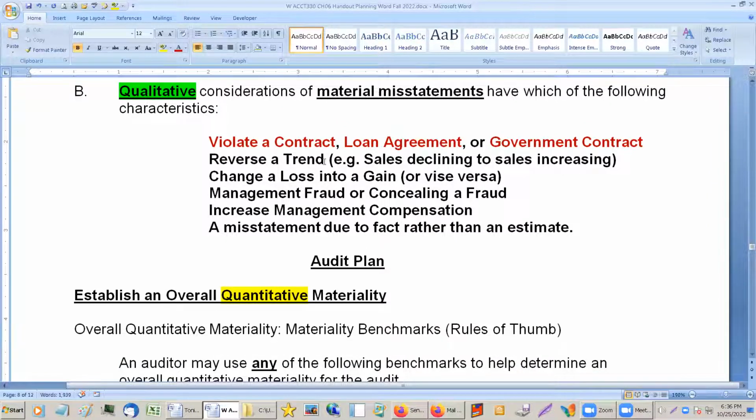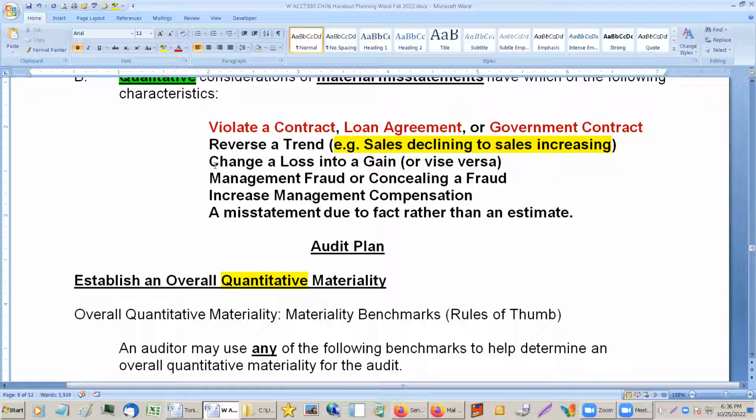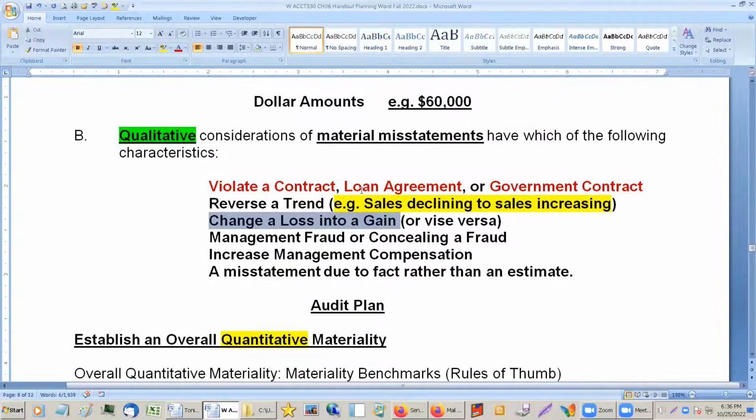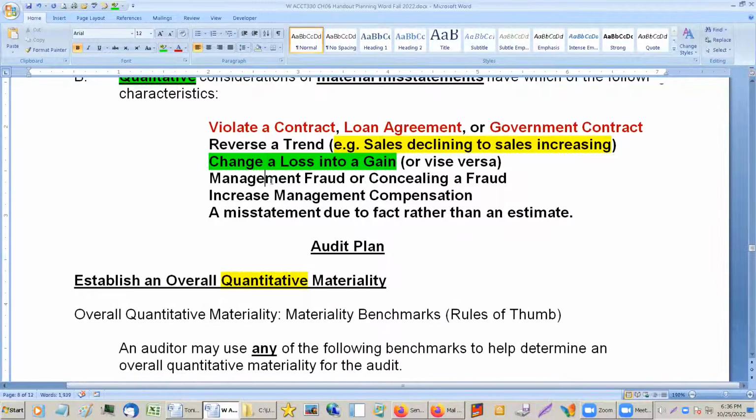So if it reverses the trend, even though the dollar amount might be immaterial, maybe it's 20,000, it might be material because it reverses the trend. And this one, change a loss to a gain. So they're going to have a little bit of a loss, instead they tweak the numbers and have a little bit of a gain. It's not material, but changing a loss into a gain is a problem.